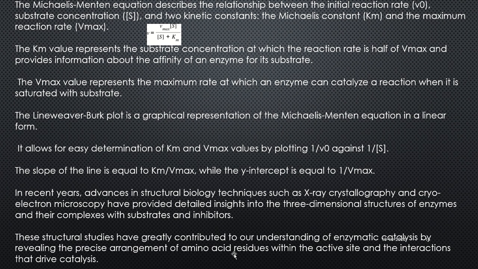Now in words, I will give you the Michaelis Menten equation. This relationship between the initial rate of reaction V0 and the substrate concentration has two kinetic constants, Michaelis Km and the maximum rate of reaction. So V0 is equal to Vmax S upon S plus Km, as I said in the previous slide. Km, you have to write like this: Km represents the substrate concentration at which the rate is half of Vmax, and provides information about the affinity of enzyme for its substrate. So repeat this and speak. The Km value represents the substrate concentration at which the reaction rate is half of Vmax and provides information about the affinity of an enzyme for its substrate.